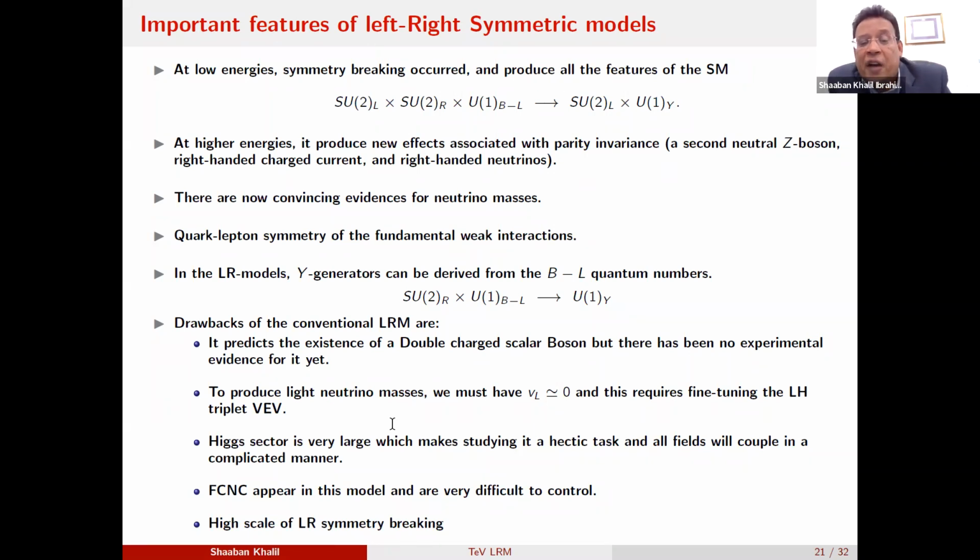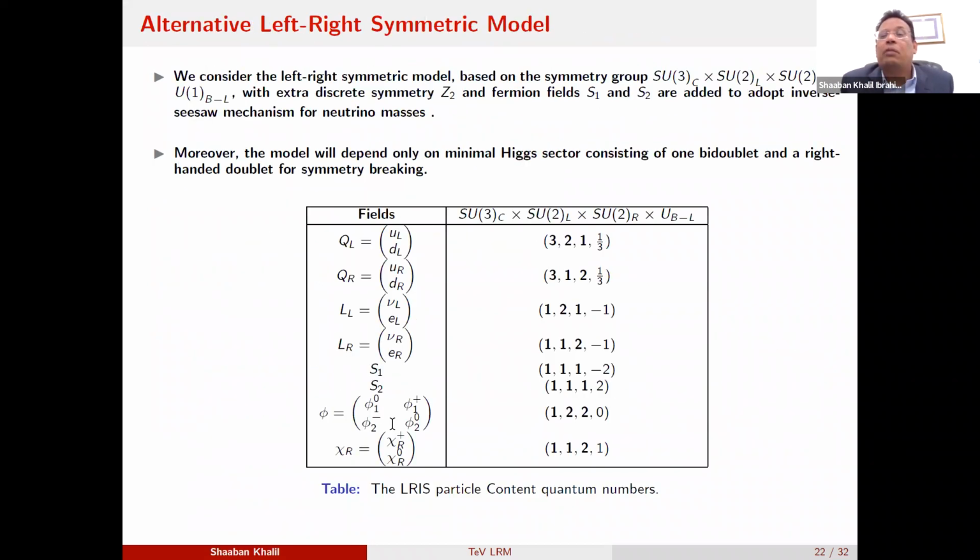The Higgs sector is very large, and not only difficult to work with, but it generates a lot of flavor changing neutral current. You have to be careful because the flavor changing neutral current is not observed, and there are severe constraints from the experimental results. So you have to control this with such a huge sector of the left-right model. All these arguments encouraged us to think about something else.